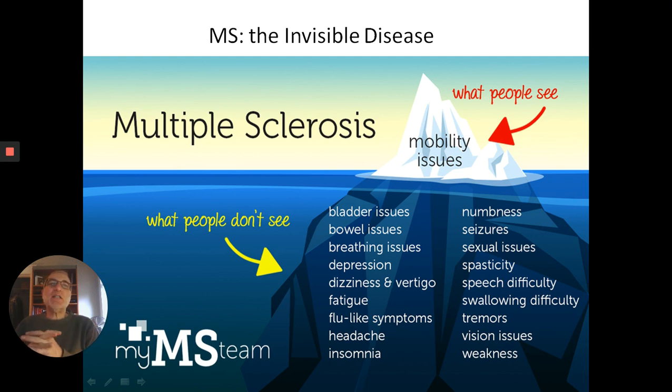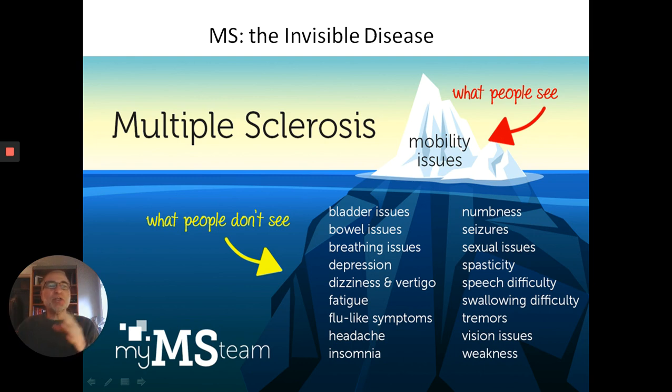MS is known as the invisible disease. And this is a chart from mymsteam.com. We'll talk briefly about that a little bit later. Basically, what people see, well, if you have mobility issues, people see that. You're in a wheelchair, I walk with a cane, you're in a scooter. But what people don't see are all the issues under the surface. And an iceberg, 80% of it is under the surface.